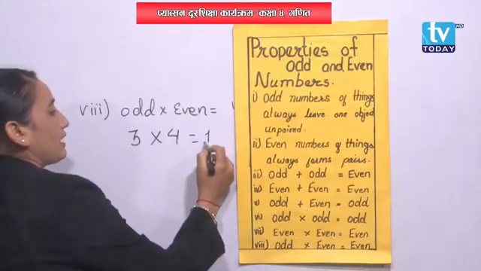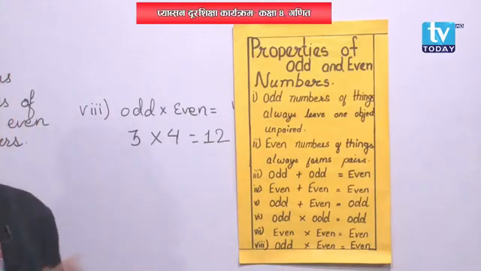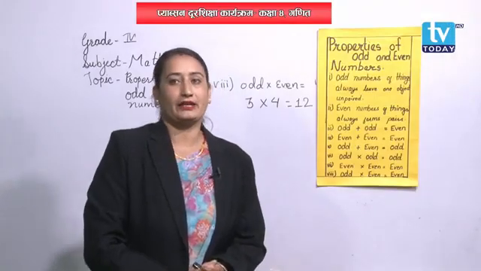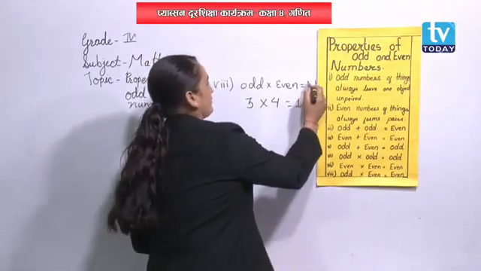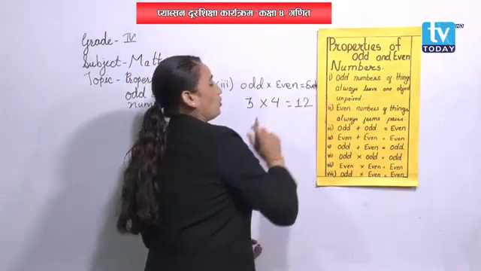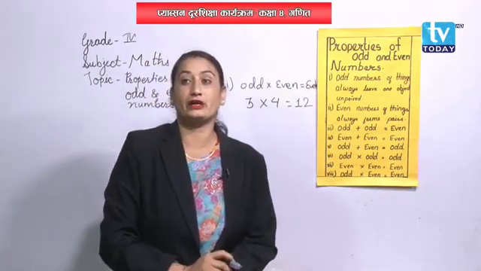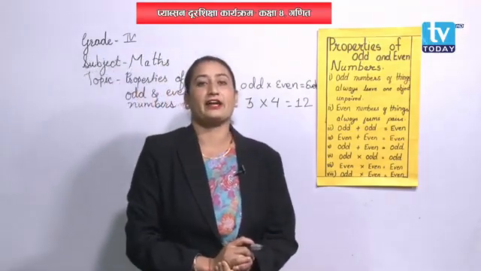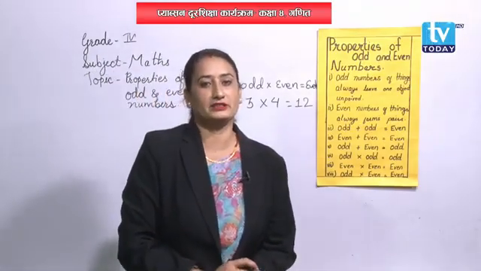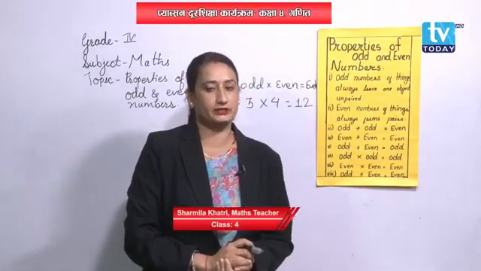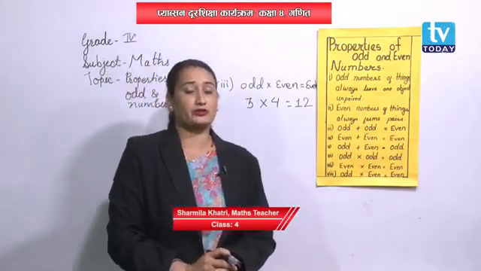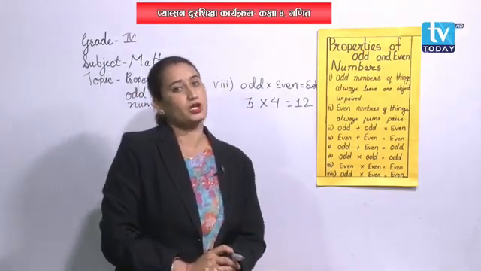It's 12. Now tell me, students, is 12 an odd number or an even number? Obviously 12 is an even number. So write down here: even. So students, odd times even is an even number. Good? Do you understand? Very good. Okay, now let's check with another question also. Shall we check another question?